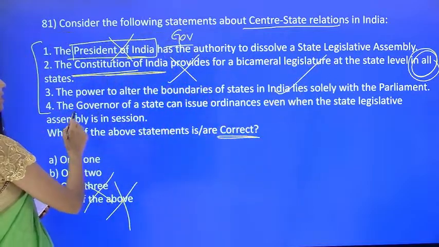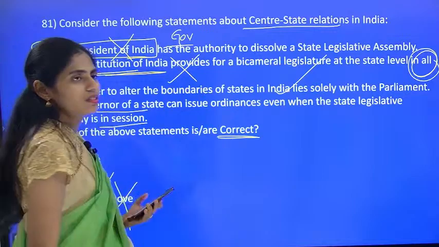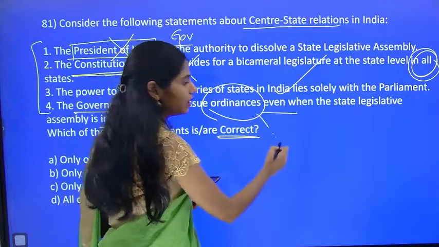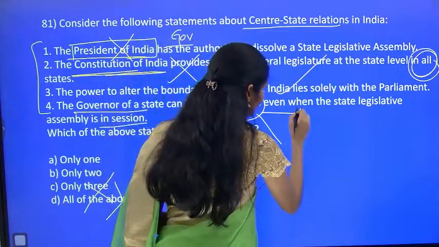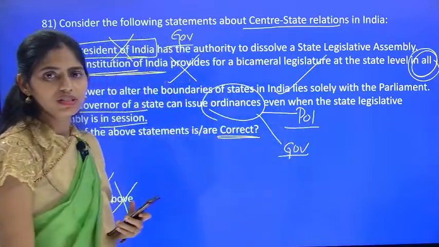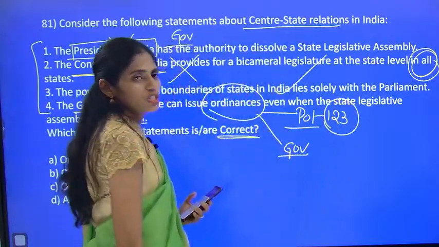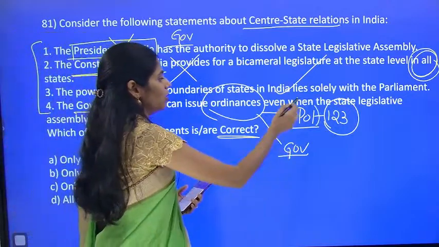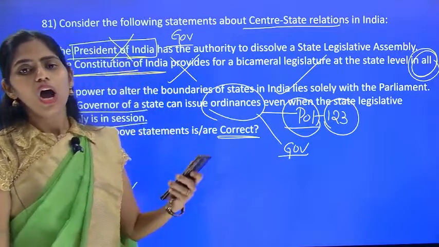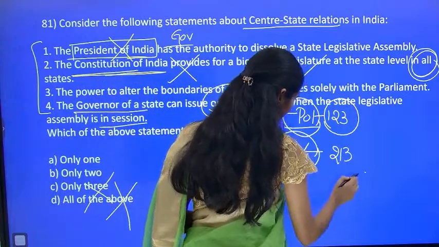And the next statement is governors of the states can issue ordinances when the state legislative assembly is in session. This ordinance is a special power which is present for 2 higher authorities: the President of India, and next, the governor. Under Article 123 of the Indian Constitution, the President of India has the power of making laws whenever the houses are not in session. And in the same way, the governor also has that power under Article 213.